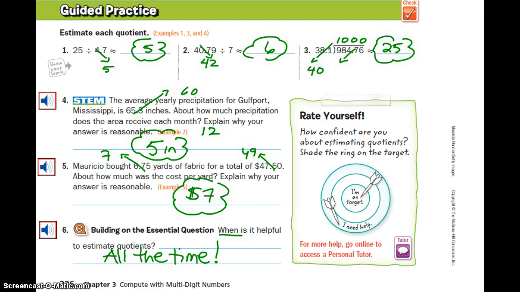And the last thing, when is it helpful to estimate quotients? All the time. Never is it good never to do an estimate. Even with a 0, knowing that you're going to get a 0, when we did the multiplication aspect of it, you still had an estimate, it was 0. So in this case, it's never acceptable to not do an estimate. Why? Because the estimate will help you get the correct answer. See you soon.